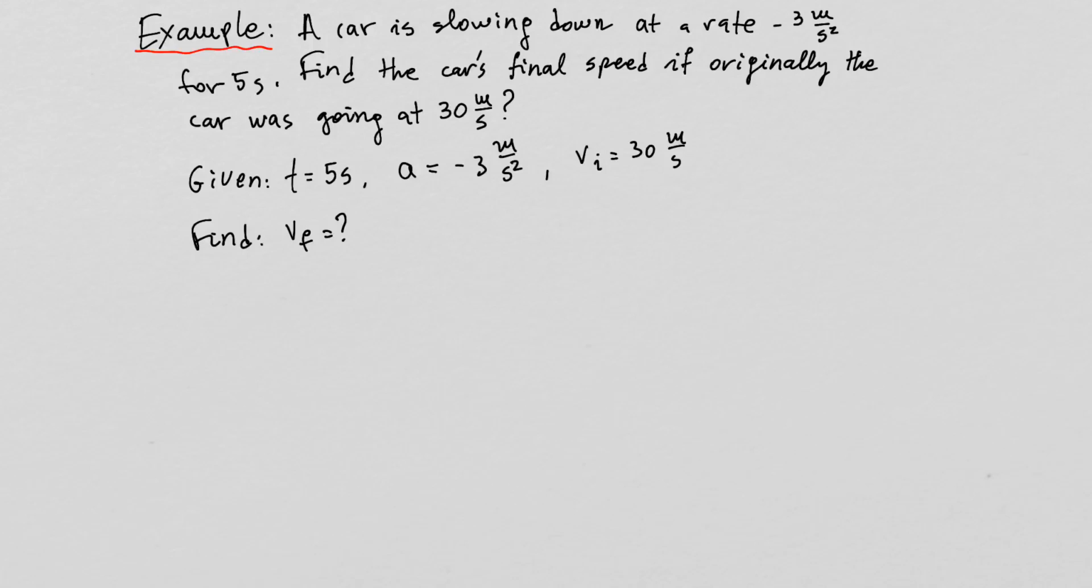The initial velocity is 30 meters per second. Again, how do I know that that's velocity? Because of the units, meters per second. Those are the units for velocity. All right, and what I'm looking for is the final velocity.